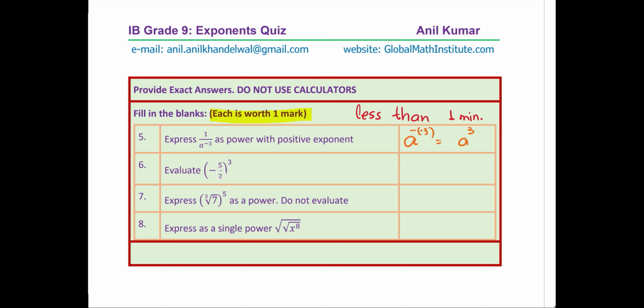A cube can be written as 1 over a to the power of minus 3. Now we need to evaluate minus 5 over 2 whole cube. Remember, a negative number cubed will be negative. So what you get here is negative for sure. And then 5 cube over 2 cube, right? So you have 5 cube over 2 cube, which is 125 over 8.